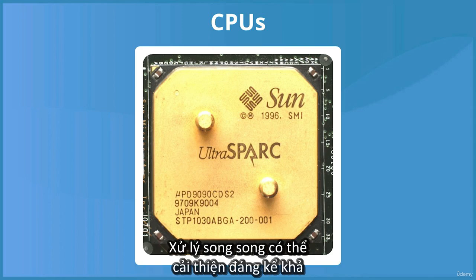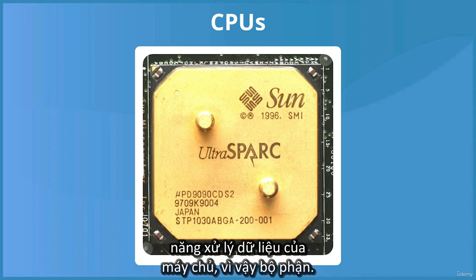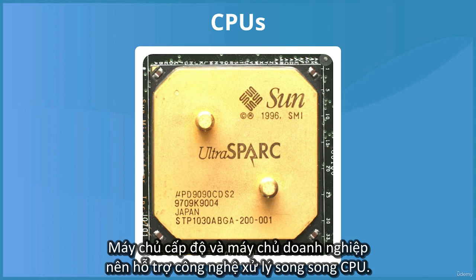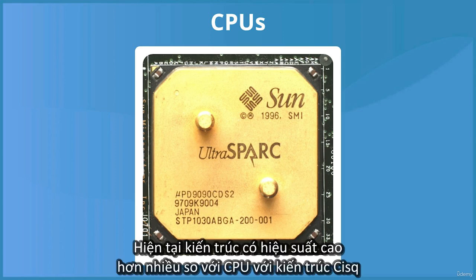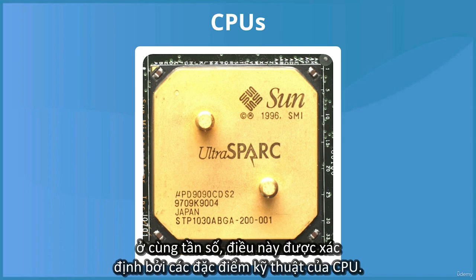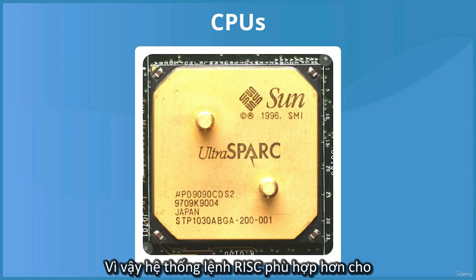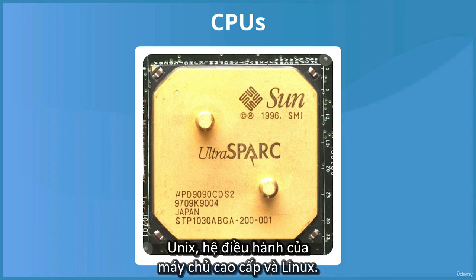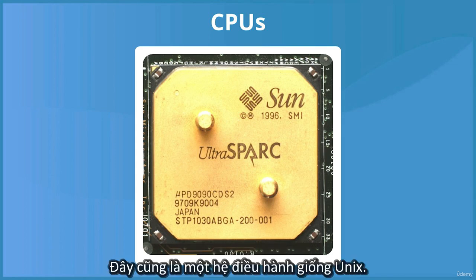Parallel processing can greatly improve the data processing capability of the server, so department-level and enterprise-level servers should support CPU parallel processing technology. Now, the architecture is much higher performance than CPUs with CISC architecture at the same frequency, which is determined by the technical characteristics of CPUs. So RISC instruction system is more suitable for Unix, the operating system of high-grade servers, and Linux. It's also a Unix-like operating system.